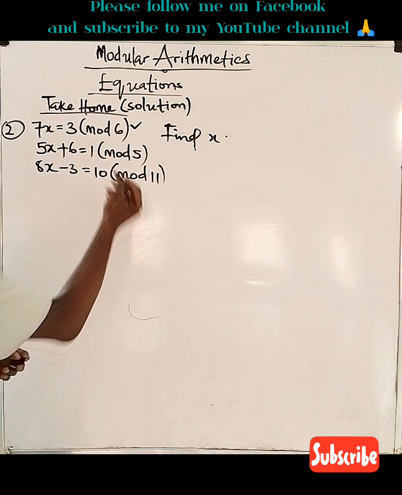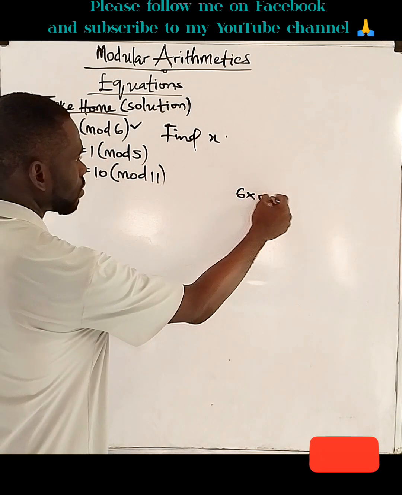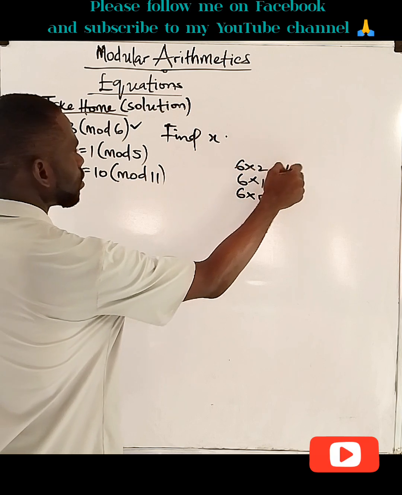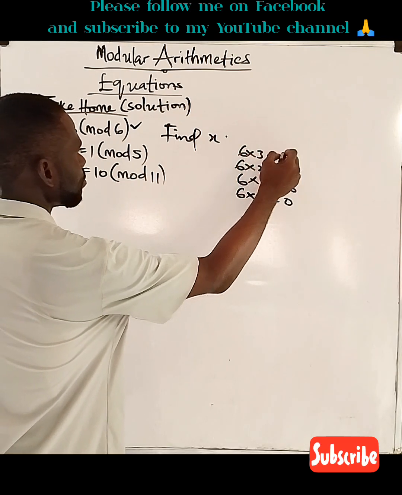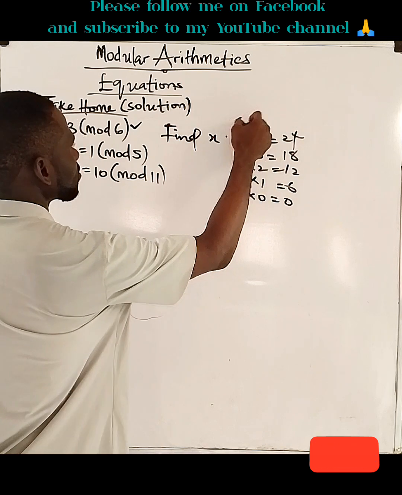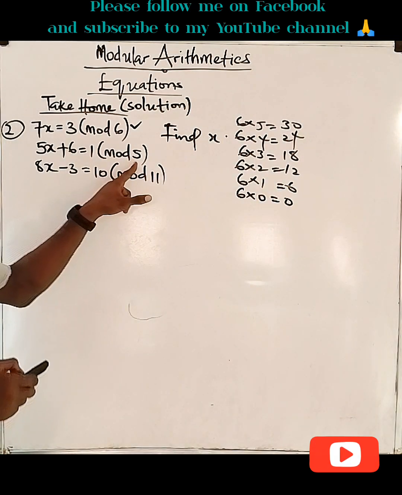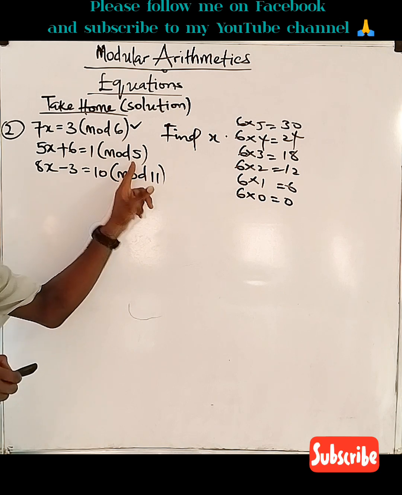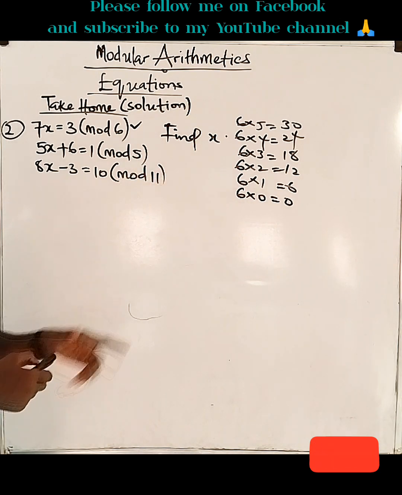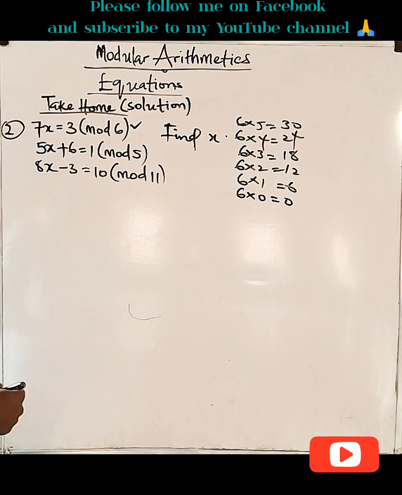I'm going to create a multiplication table, using the modulus of 6. So 6 times 0 is 0, 6 times 1 is 6, 6 times 2 is 12, 6 times 3 is 18, 6 times 4 is 24, 6 times 5 is 30. I could also decide to use modulo 5 to create a table, or modulo 11. Well, let's start with 6.